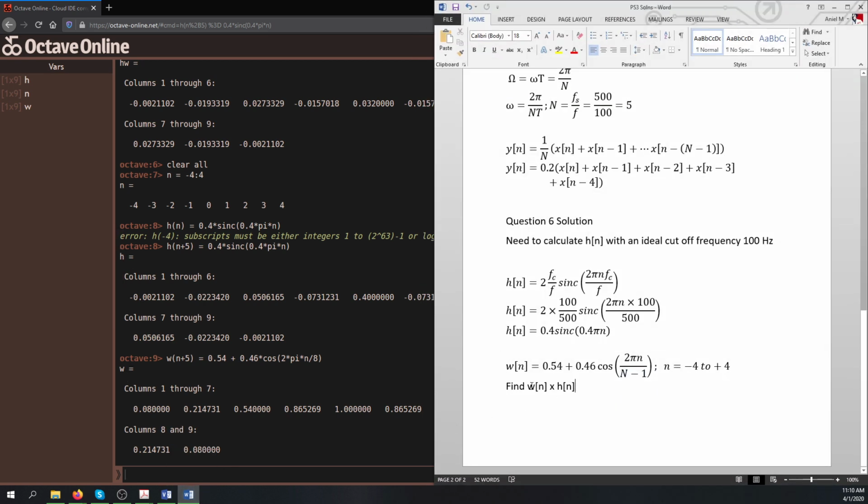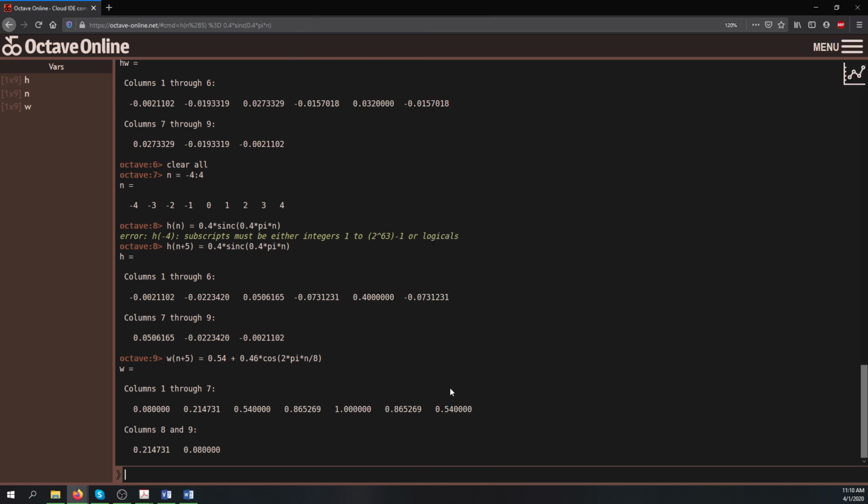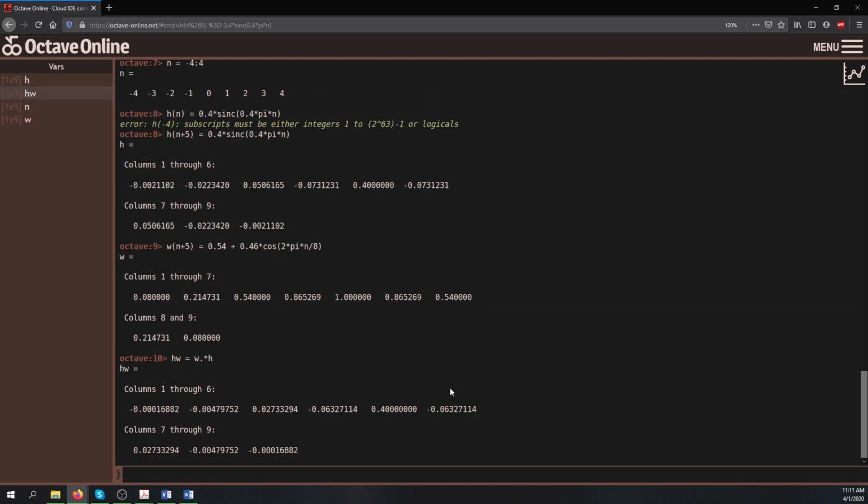The last thing is to multiply the values of w of n and h of n across each other with respect to the vector values. So to do this, let's call our result here h of w. We'll say w dot star h. And this will actually give us our final vector values here.